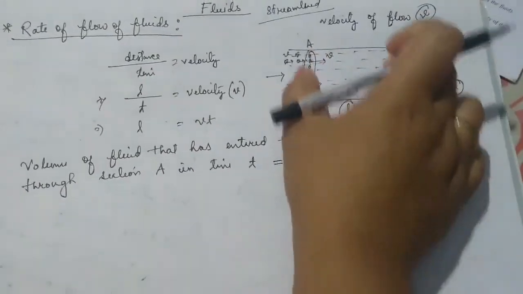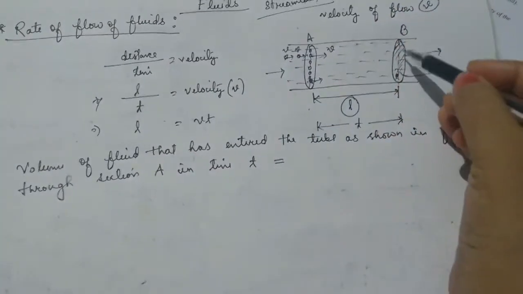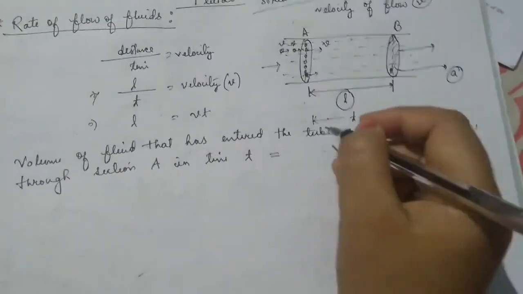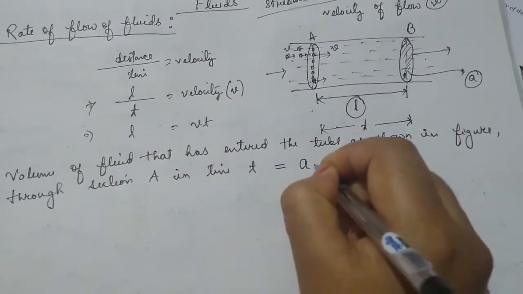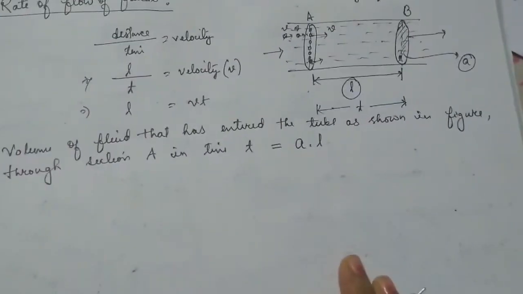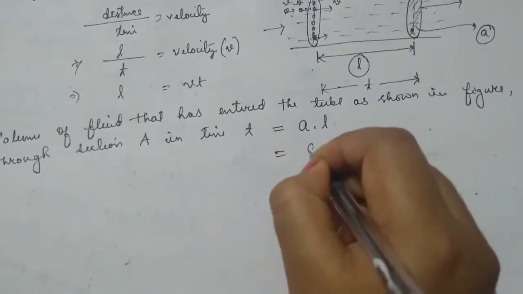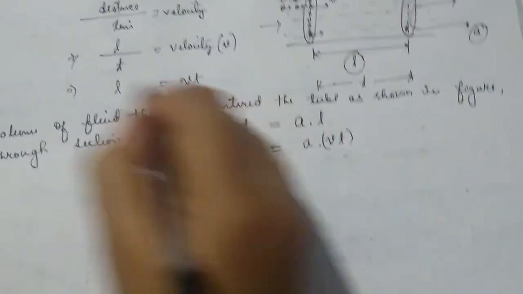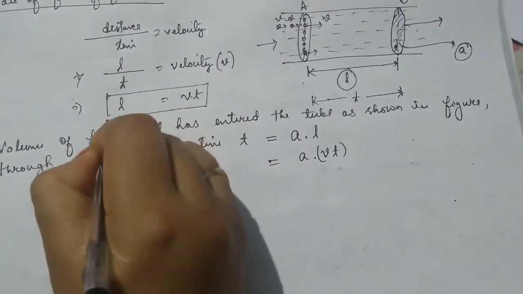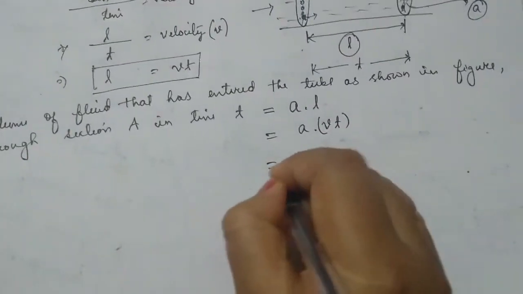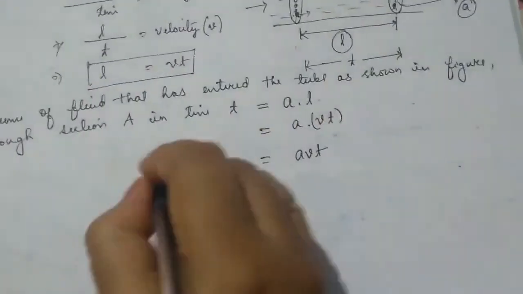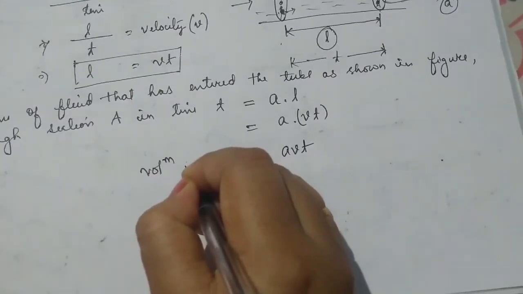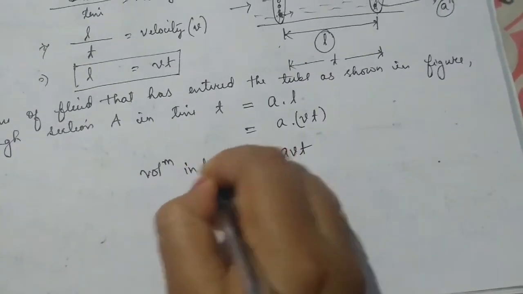Now if I ask you what is the volume of this region, then what will that be? Area is how much? A. And what is the distance? L. So volume is A into L. Now A is fine. L means what? V into t, that we have already obtained here, isn't it? So that means A, v and t. So this is the volume that has entered in time t.